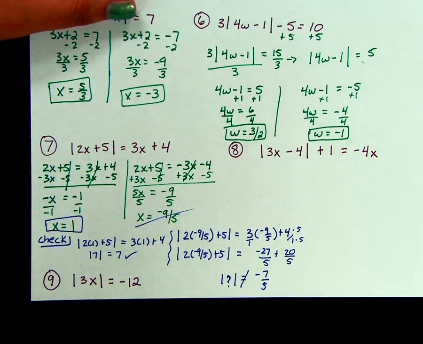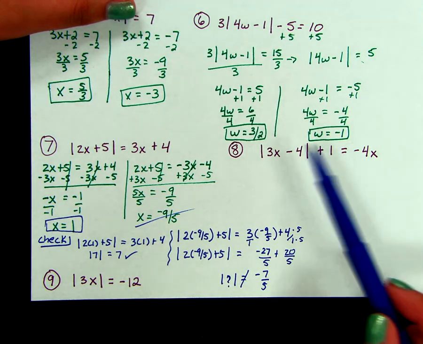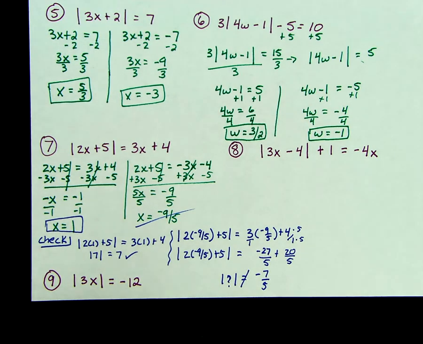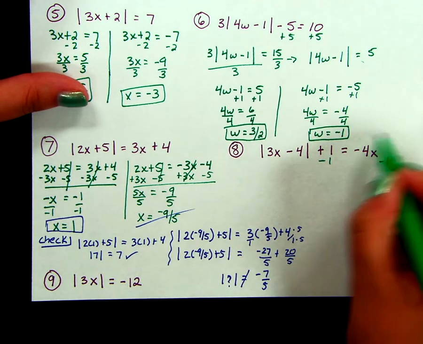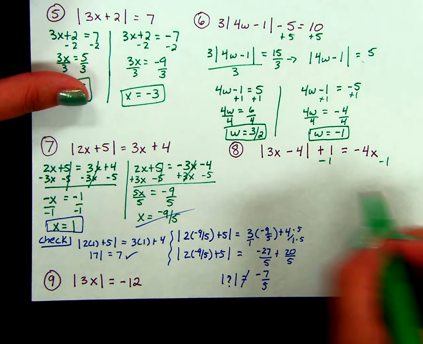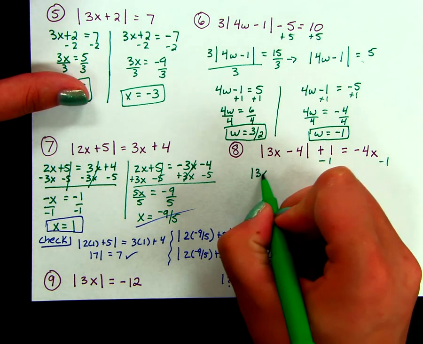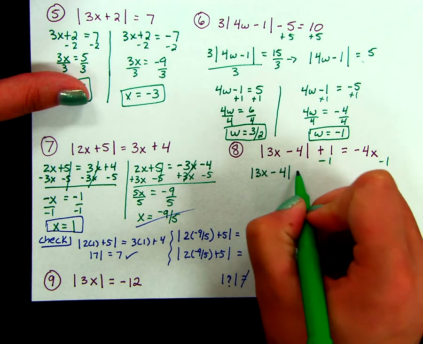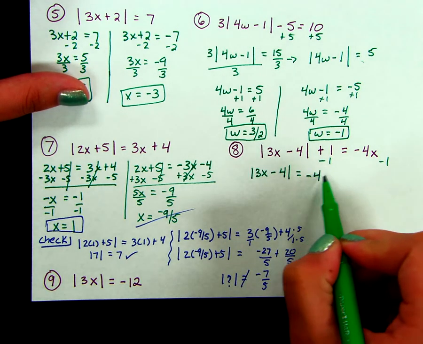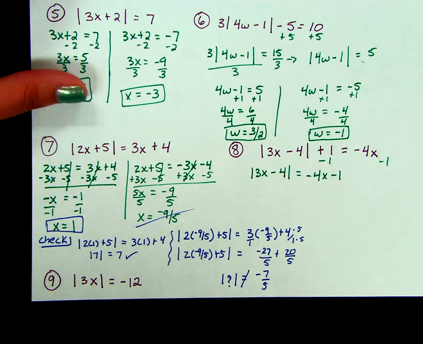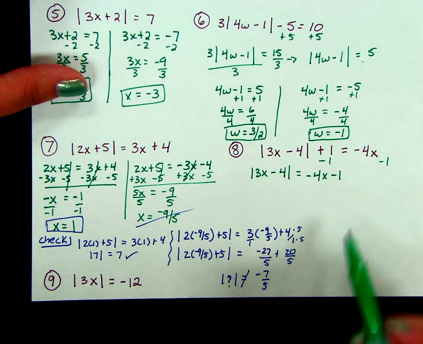All right, let's try another one. So looking at problem 8. Again, before we start anything, we have to get that absolute value by itself. So I'm going to start by subtracting 1 to each side. Now, there's nothing to combine it with on this side. So we're going to have the absolute value of 3x minus 4 equals negative 4x minus 1, since we can't combine it. So this is the equation that I want to look at.